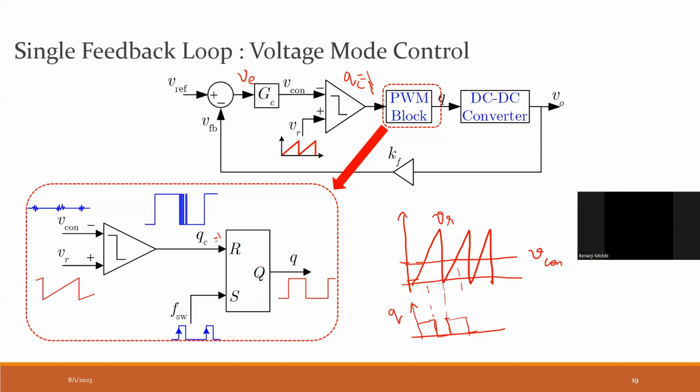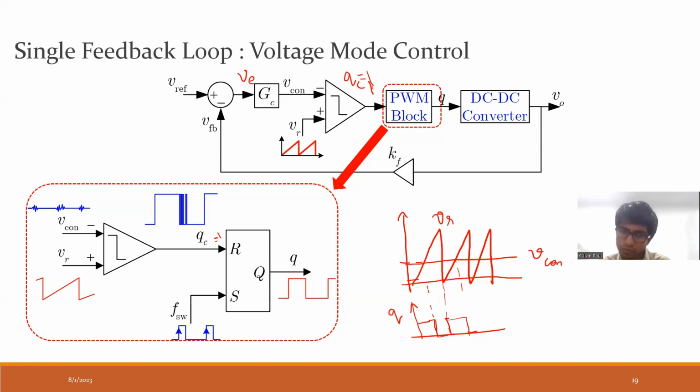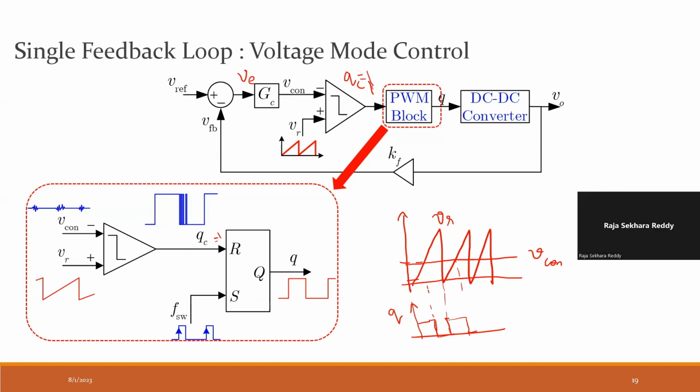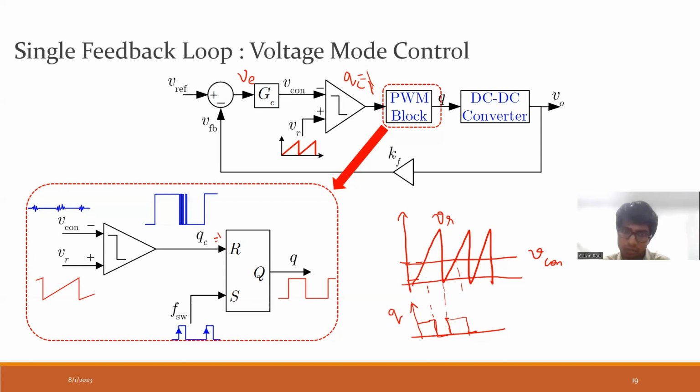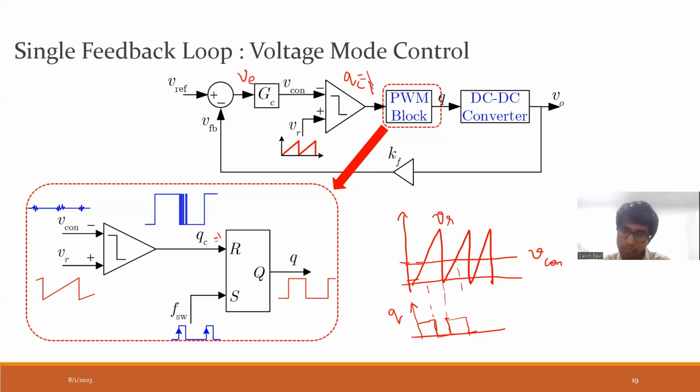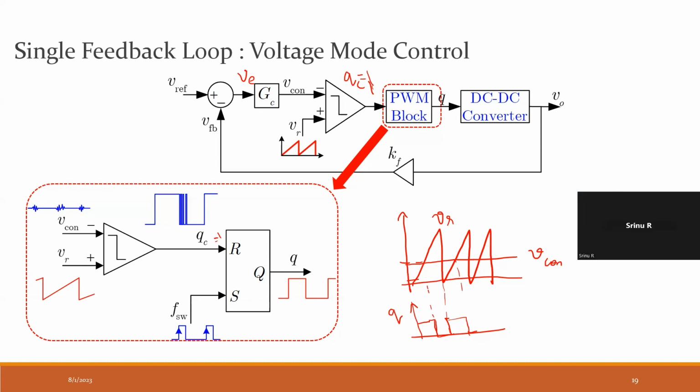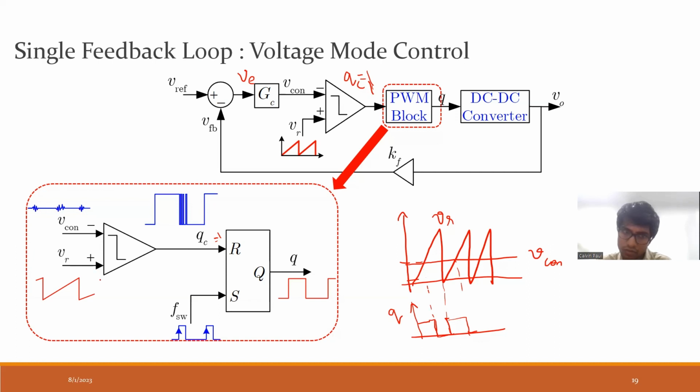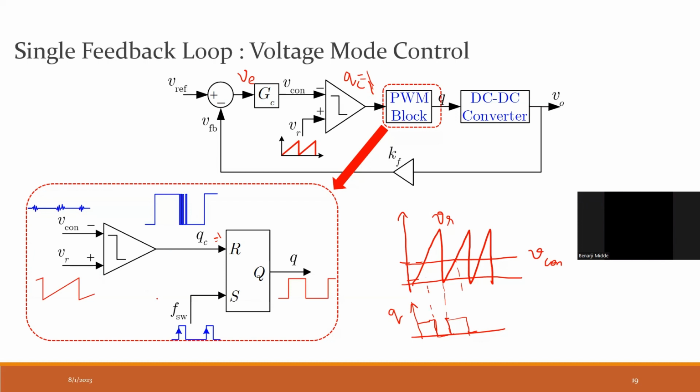So actually, the one we are using for the SR latch here, this is the leading edge PWM, right? No, this is trailing edge. Okay. Why is it trailing edge? Sir, actually, why is it trailing edge? We are comparing VCon and VR to get a Q signal. Yeah. Yes. Sir, when VR is greater than VCon, then only we have to get 1, no? Generally. Yeah. Yes.